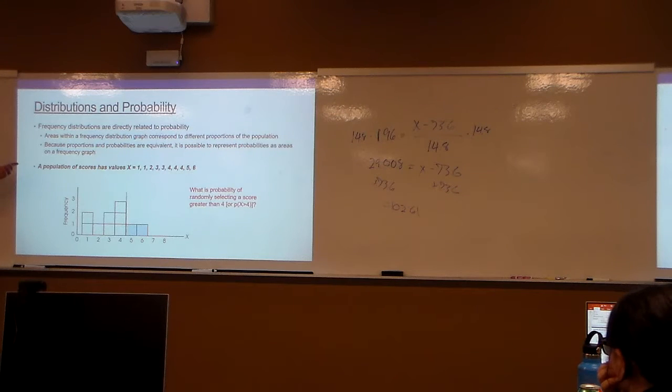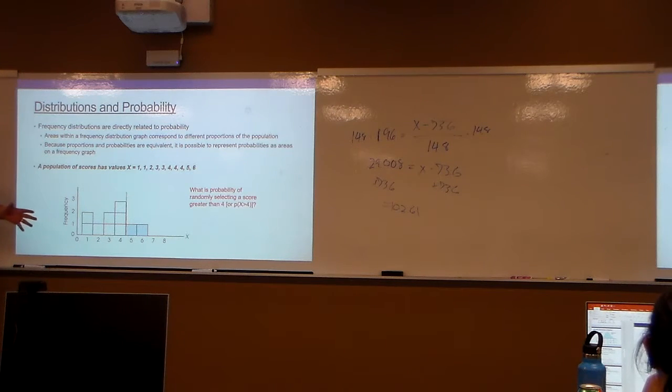But essentially, this is a conceptual version of Calc 2 real quickly. Let's say we've got a population of scores: 1, 1, 2, 3, 3, 4, 4, 4, 5, 6. If I plot this out in a frequency graph, what's the probability of randomly selecting a score greater than 4? Yeah, 20%. How did you do that? There are 10 scores and 2 scores that are above. Exactly. 10 scores, 2 scores above this, right?